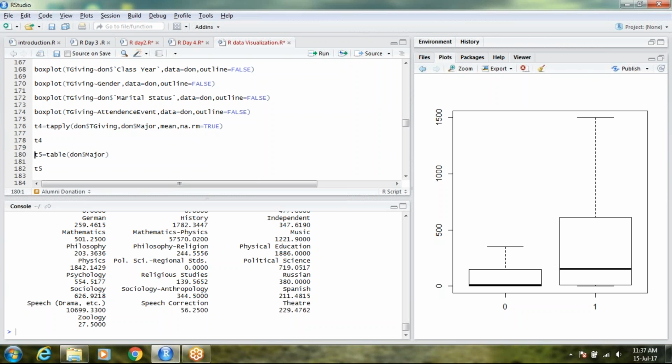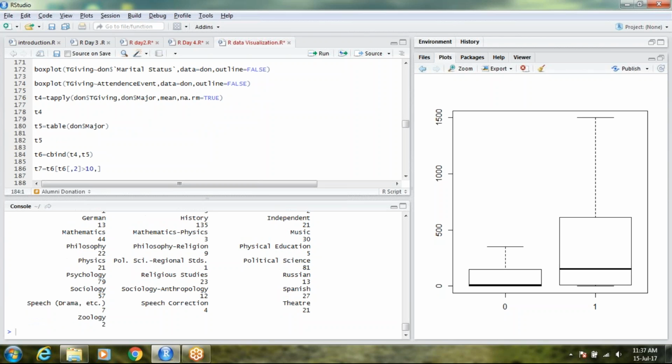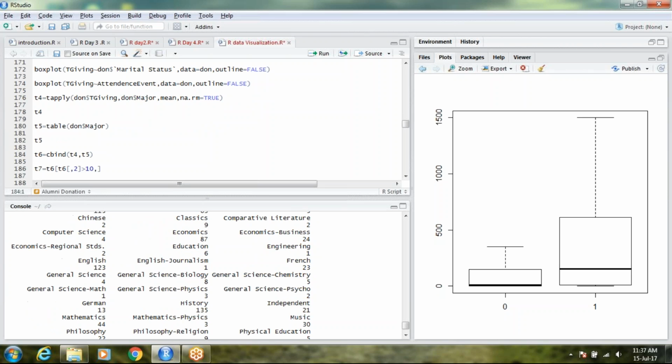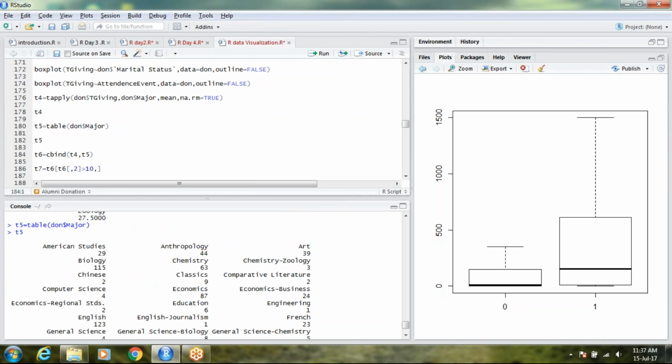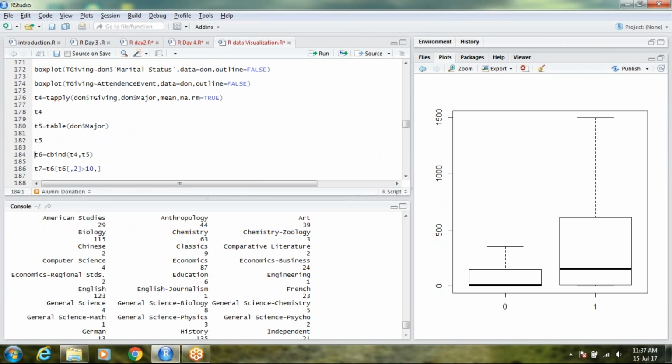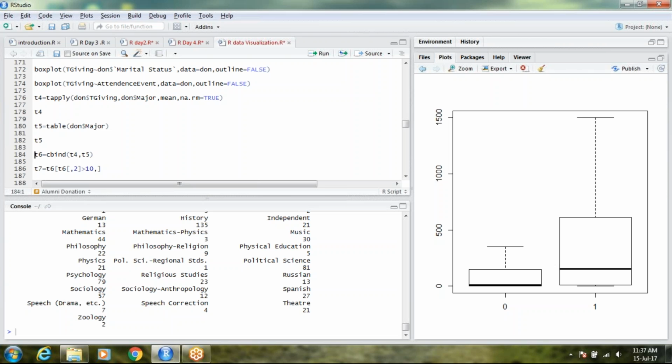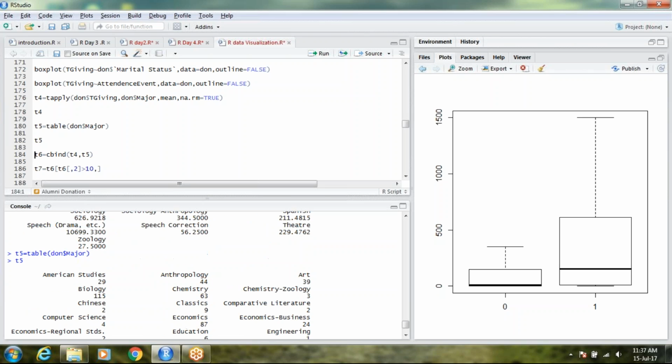So let's see what all the majors are and what the distribution of all the majors that we have is. These are the number of students from these departments, or these majors. Let us now combine these two and understand.